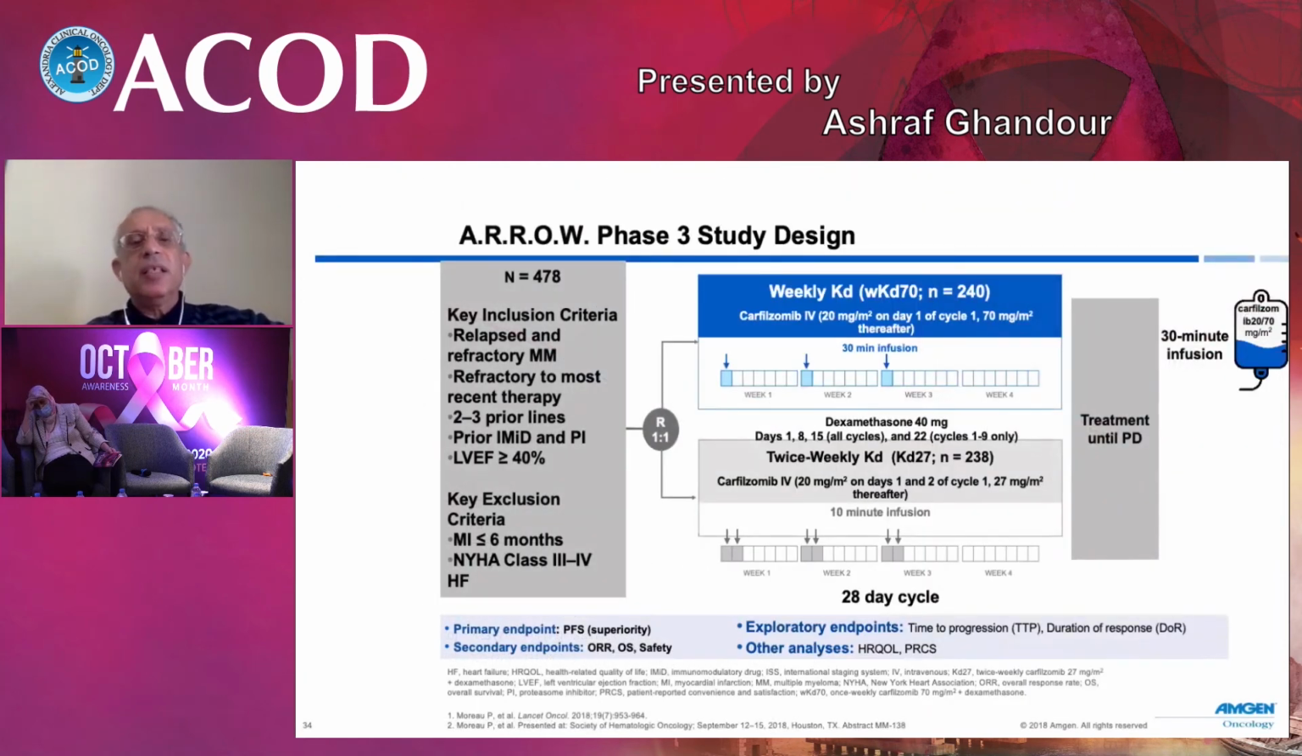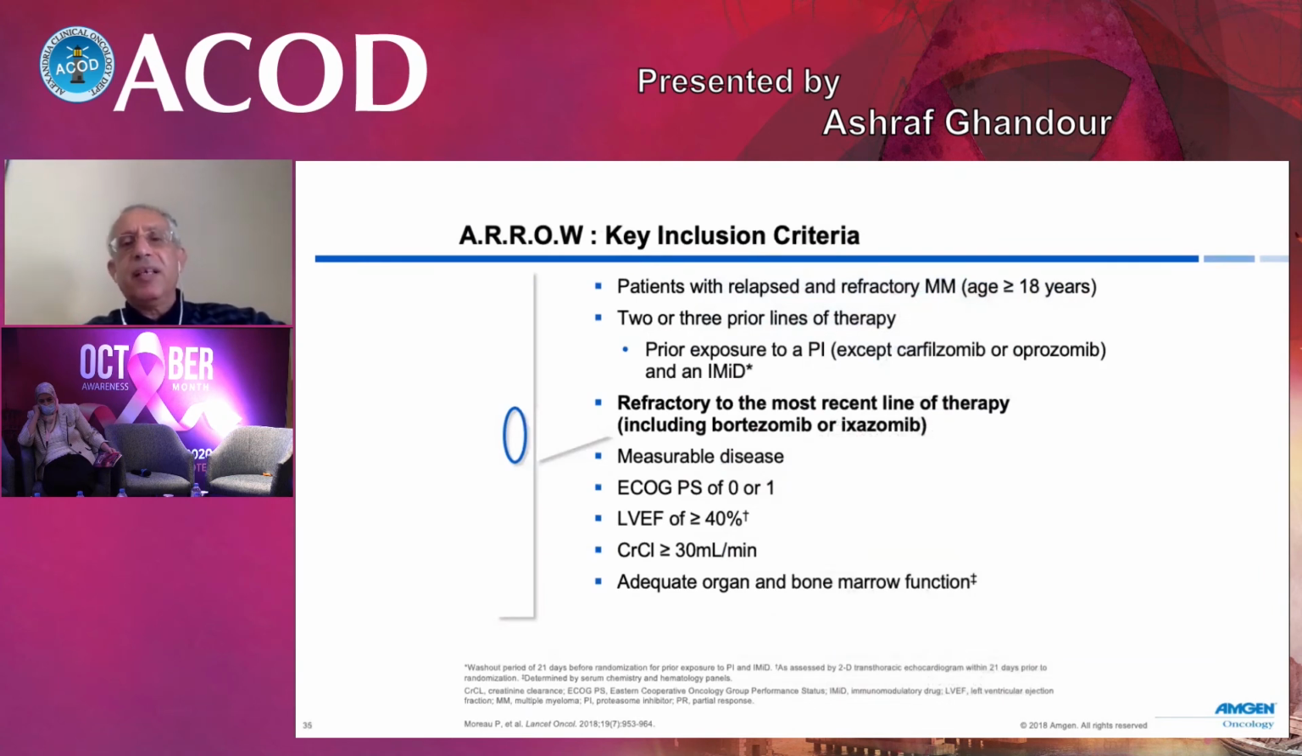The last study is very important actually. Carfilzomib is used twice weekly. Why can't we double the dose and give it just weekly? Let's see what happened in weekly use of carfilzomib. The criteria for the patients: relapsed refractory multiple myeloma, two or three prior lines, not one line, refractory to the most recent line of therapy, including a proteasome inhibitor or even the oral proteasome inhibitor ixazomib.